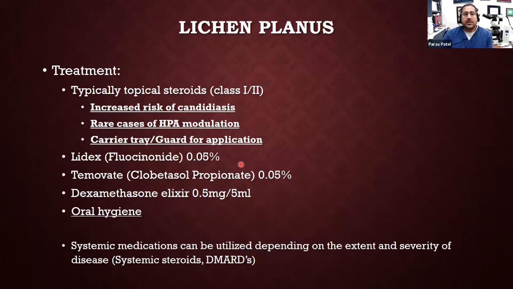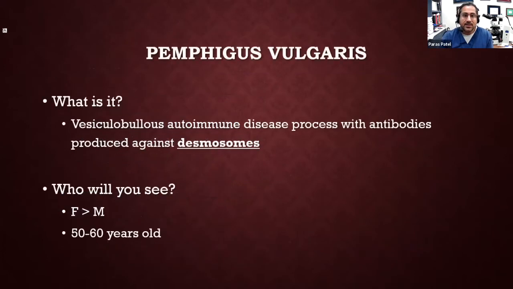So lichen planus is typically treated with class 1 or class 2 topical steroids. I often use clobetasol or Lidex, 0.05% gel formulation, or dexamethasone elixir at 0.5 milligrams per 5 ml. And then oral hygiene is key. Making sure that we reduce the background inflammation in any patient who has an oral inflammatory condition is very important. Sometimes patients do not respond to some of these local therapies, so you can actually use systemic medications, and that can depend on the severity of the patient's disease.